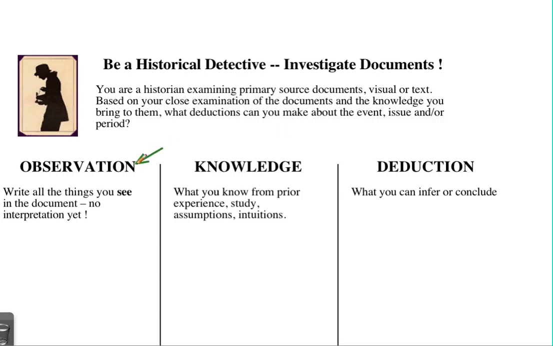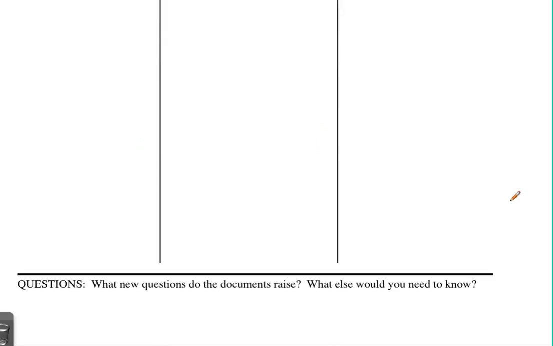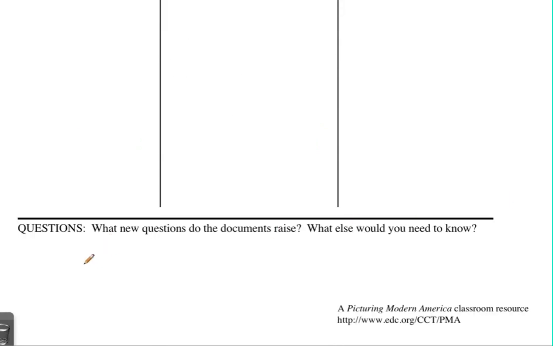So here we have observation. You write all the things you see in the document. No interpretation yet. You don't try to make any judgment yet. Then you use your knowledge. What do you know from prior experience, study, assumptions, intuitions? And then finally, you try to get some sort of deduction. What can you infer or conclude? Now, when you're done with all of those, what new questions do the documents raise? What else would you need to know? And this, of course, comes from a Picturing Modern America classroom resource.